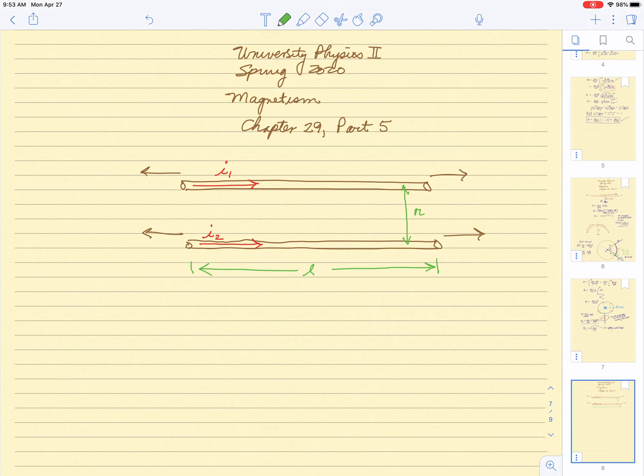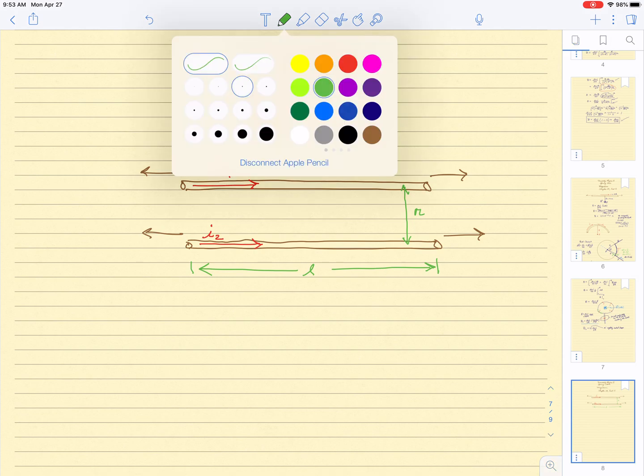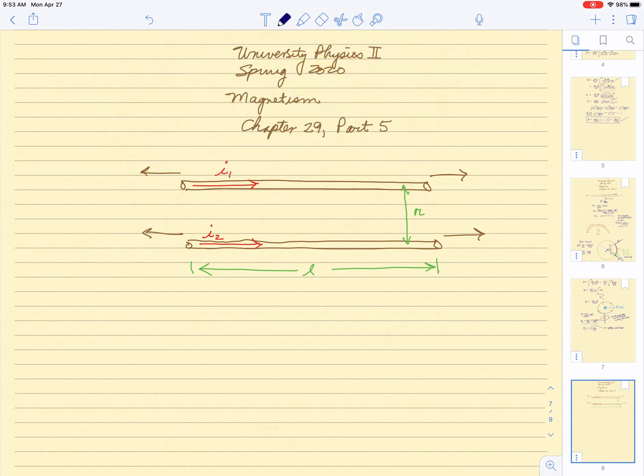Now this problem is complicated because we have both magnetic phenomena going on here, right? So each of these wires is going to generate a magnetic field, and then each of these wires is going to react to that magnetic field and have a force exerted on it.